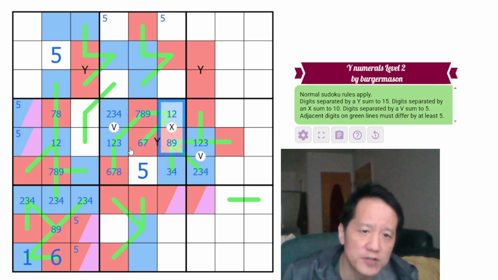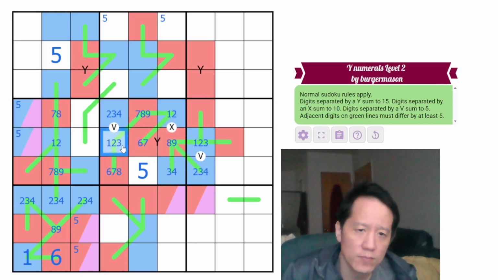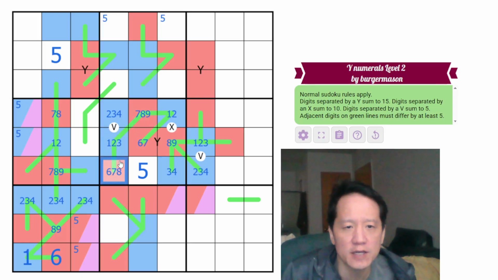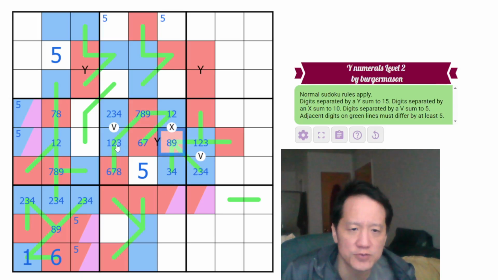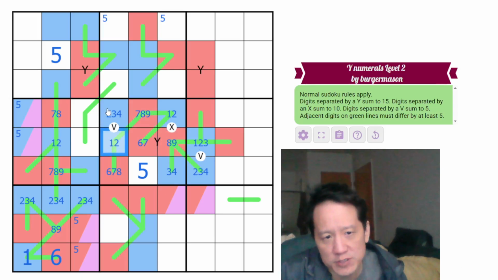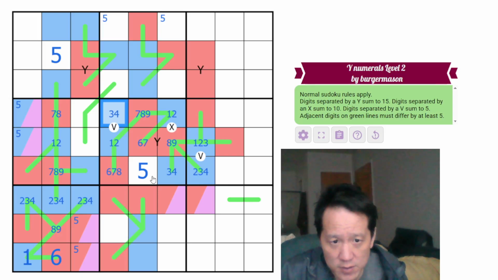Okay, so if this were a 3, then this would have to be 2, which would force this to be 1 and this to be 4. Well, okay, this can't be 3 because this has to be next to an 8 and a 9 on the German whisper line, and they both see this cell, which would eliminate all possibilities for that cell. So this cannot be 3, which means this can't be 2. So this is 1 or 2.